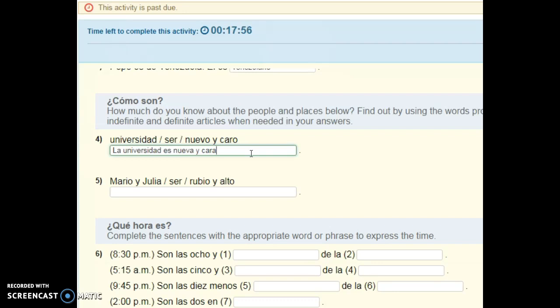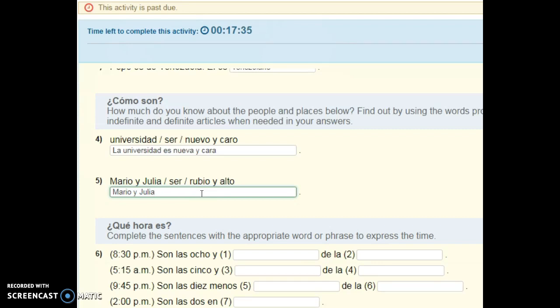Well, when you're memorizing the vocabulary, you'll notice that any nouns in your vocabulary list will always have el or la in front of them, so that as you're learning the noun, you are memorizing the gender of that noun as well. So la universidad es nueva y cara. Here we have Mario y Julia. We don't need to add any article there because it's not needed.